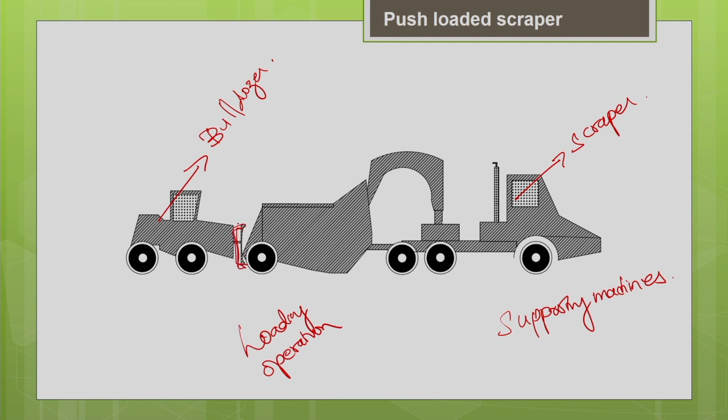That blade is called a cushion blade. I will explain it later when we discuss the types of blades. So this bulldozer will push the scraper during its loading operation, and by that process you can enhance the productivity of your scraper. This is one application of the bulldozer.